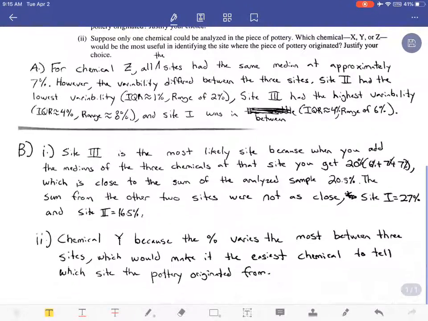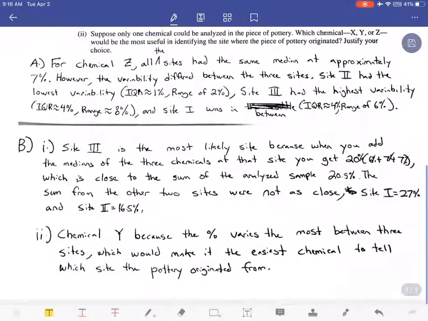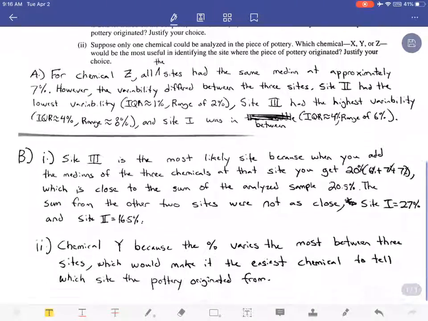And again, let's read through the response. Chemical Y, because the percentage varies the most between the 3 sites, which would make it the easiest chemical to tell which site the pottery originated from. Okay, I see one sentence really clear about including the context and also using statistical terms, the varies, talking about variability. You want to try and include that statistics terminology in your response as well. So you kind of use this to help, again, just refine how you're writing these responses.